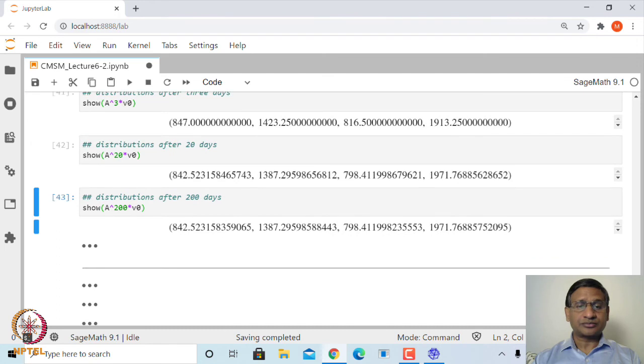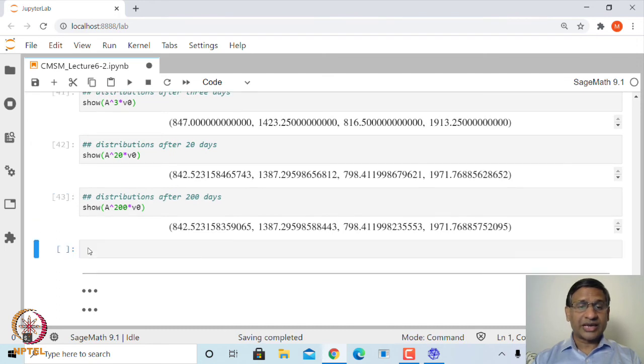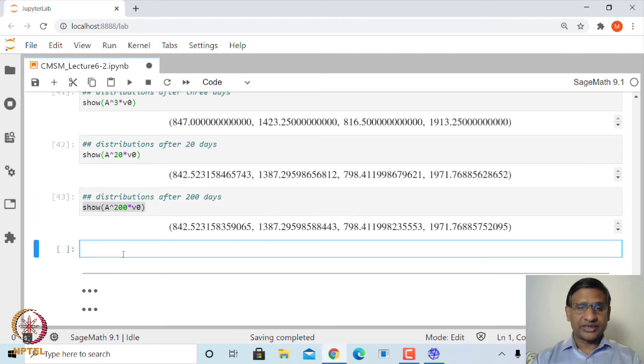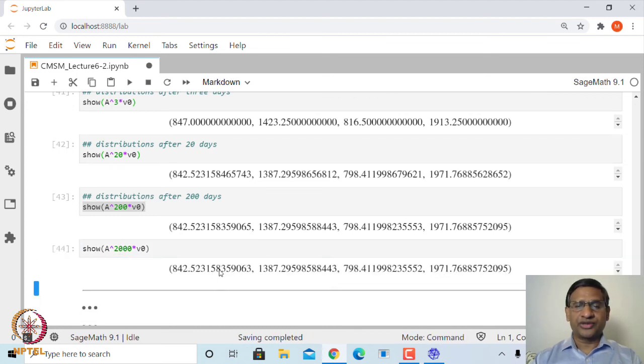Let us see what happens after not just 200 days, but after 2000 days. Again you can see that it is very similar. So it is actually converging to some fixed vector. That means if I have this many cycles at all these locations, then the next day will also be almost similar. So, this process will run smoothly.